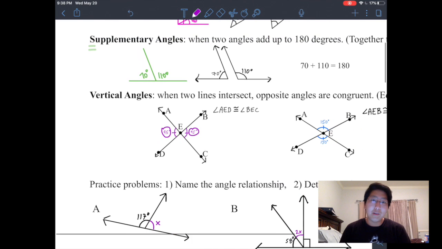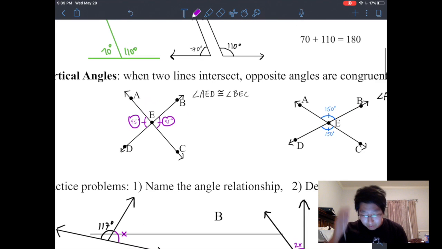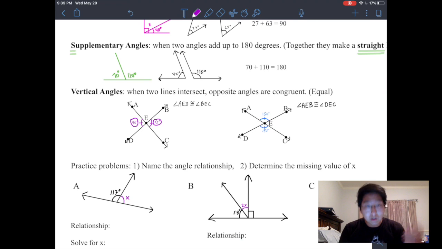Now, I don't have an easy way to remember vertical angles. I don't have a V word for vertical angles, but that's the relationship when they are opposite each other, just like this. When there's two lines that intersect, either the top and the bottom are congruent, or the one on the right and the left, it's mirrored. The ones on the sides are congruent. They are the same. So, vertical angles: when two lines intersect, opposite angles are congruent or equal.